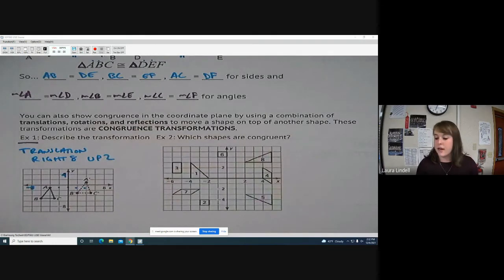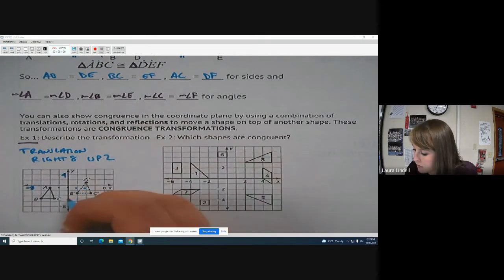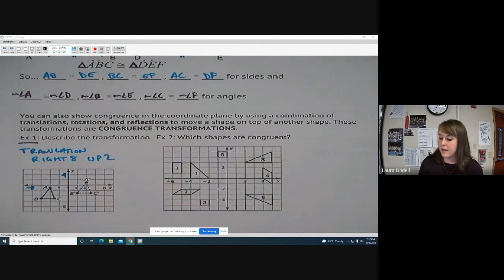And in order to check it, you might want to check that all of the points have to go right 8 and up 2 to get to their corresponding point. In this case, they do. And then we're all done on this one. So you have to say what kind of a transformation you're doing and how you're doing it.